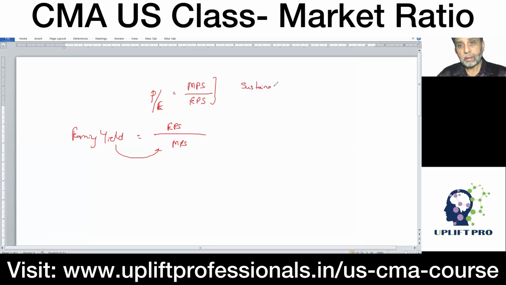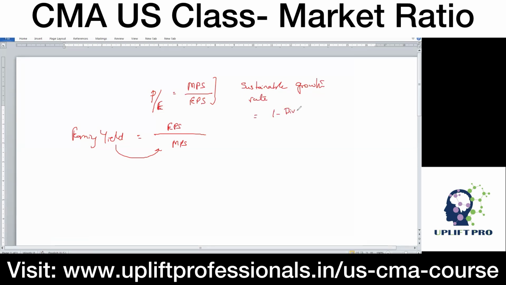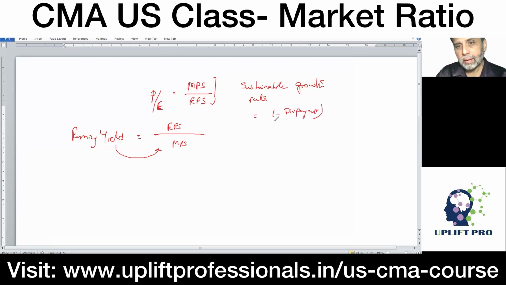sustainable growth rate? One minus, not dividend ratio, it's called something. Dividend payout ratio. Yes, dividend payout ratio into return on common equity. Okay, this is the sustainable growth rate. What is the other word for this? One minus dividend payout? Yes, this is the retention ratio. What they will retain in the company. Okay, retention ratio into ROCE. In other words, retention ratio into ROCE is the sustainable growth rate.